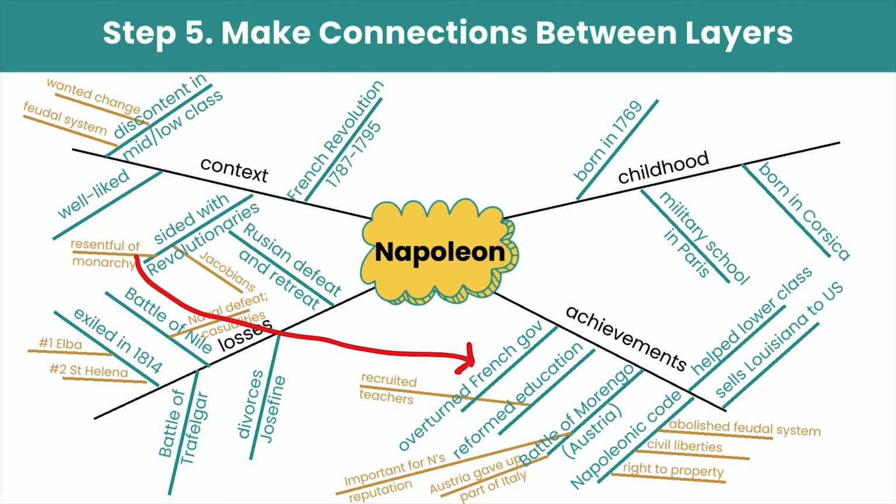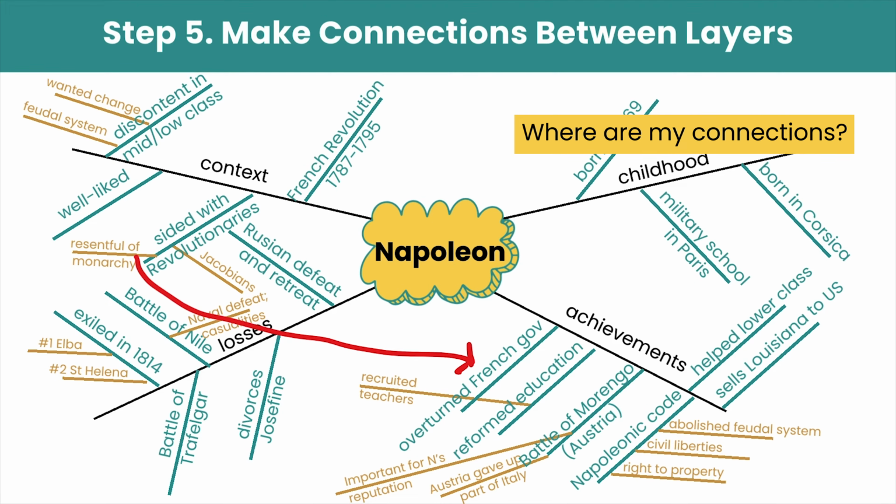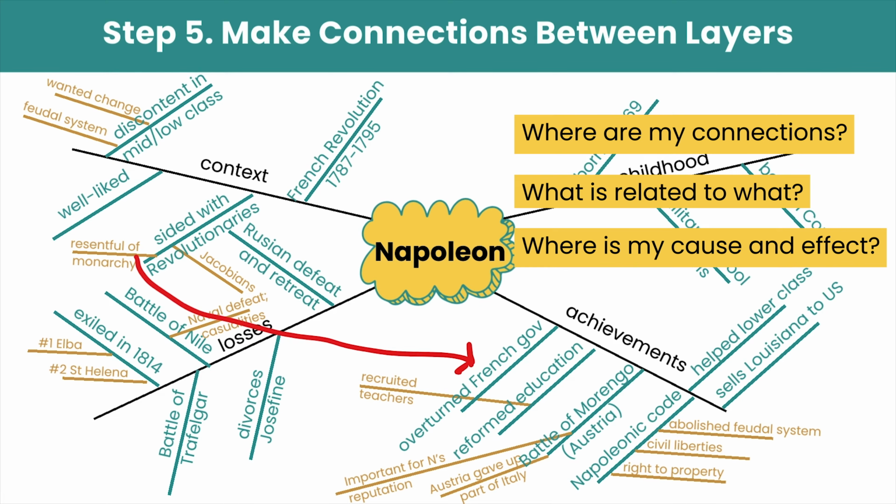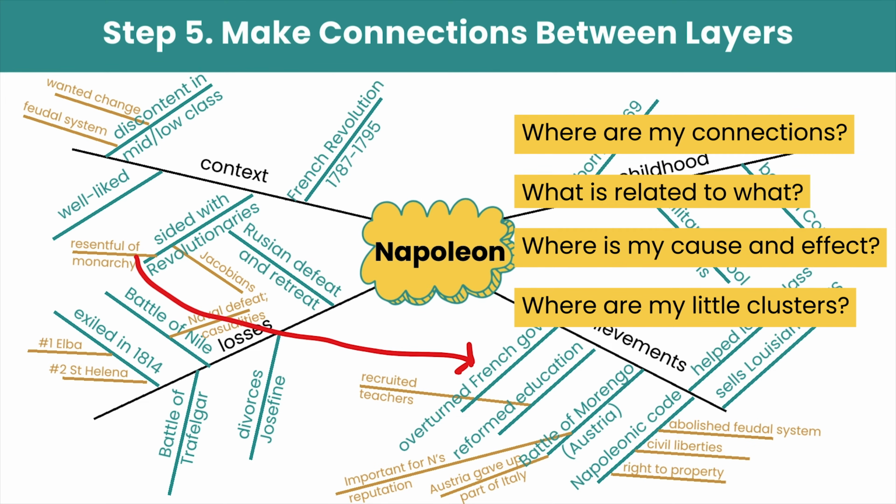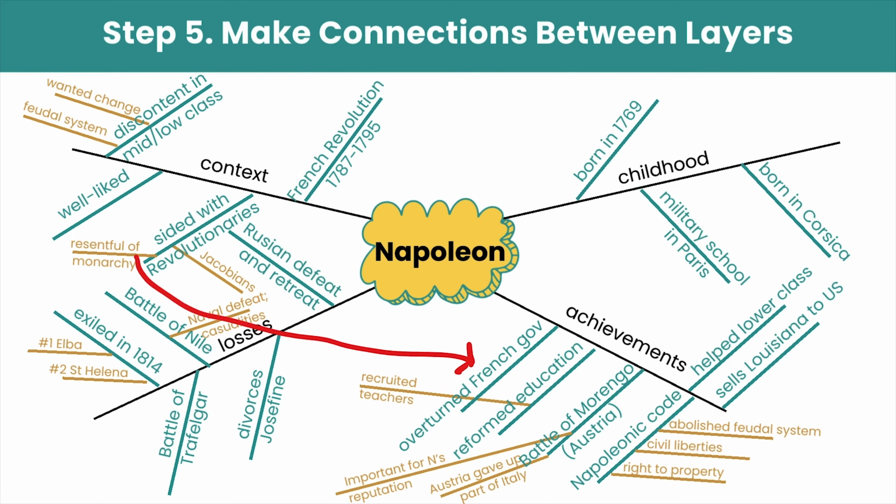So when you're done with step 4, which is making your layer 3 concepts, those are the terms and things like that in mustard color, all right? Then you step back and you look at your mind map and you say, where are my connections? What is related to what? Where's my cause and effect? Where are my little clusters? Okay, and they could be drastically far away from each other on the mind map like this. Yeah, it does get messy, but you just go with it.